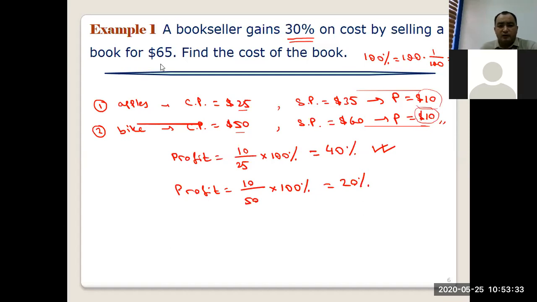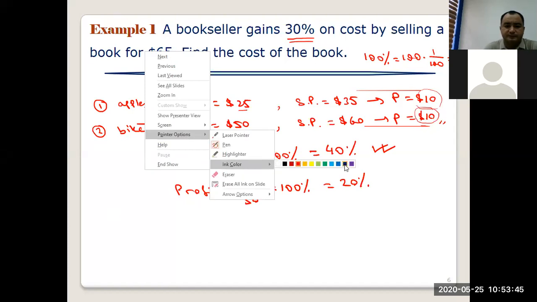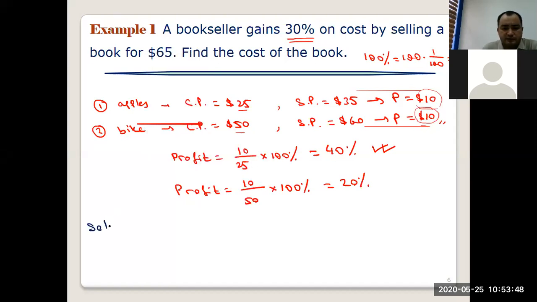Okay, now let's get back to our question. The solution. Let me change our marker color and solve this in blue. All right, solution. So here it says that a bookseller gains 30% on cost, but you should read this very well. It is on cost or on revenue or selling price, but it says on cost, by selling a book for $65. So he's selling the book for $65.